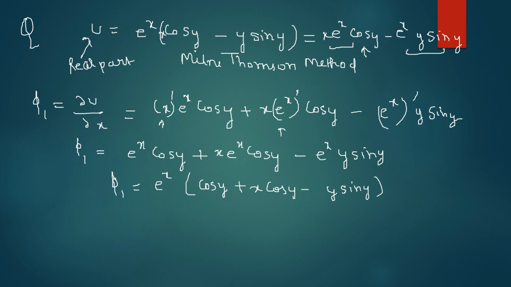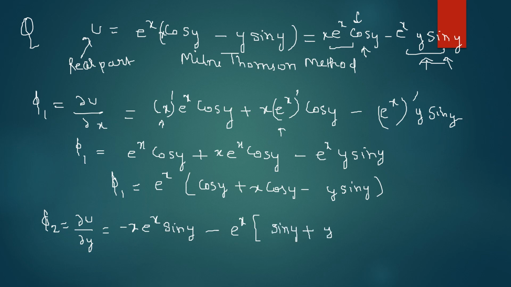Okay. Now for phi2, what do you want? Derivative of u with respect to y. Yes or no? So with respect to y, here is only cos y. So x e raised to power x will be as it is. Derivative of cos is minus sine. Minus, here you have two things. Firstly, y and then sin y. So I am keeping e raised to power x here. Now derivative of y with respect to y is 1. So sin y as it is, plus y as it is. For sin y it is cos y.